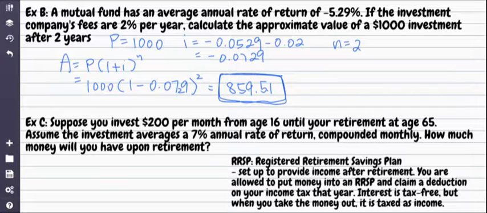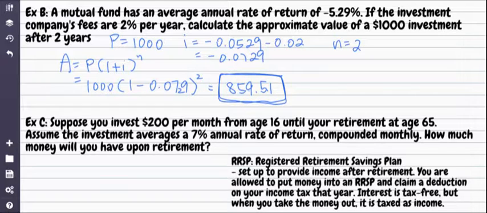So what happens is you're allowed to put money into the RSP and you claim a deduction on that for your income tax that year. So if I put $1,000 in, I can claim a deduction of $1,000 on my income tax. And so they won't give you back $1,000, but they will give you a tax break. Okay. When you put that money in, it earns interest and that interest is tax-free. But when you retire and you start taking money back out, they're going to charge you income tax on the money. Okay, so that's why they don't charge you taxes in the beginning, because they're going to charge you taxes when you start taking the money out.